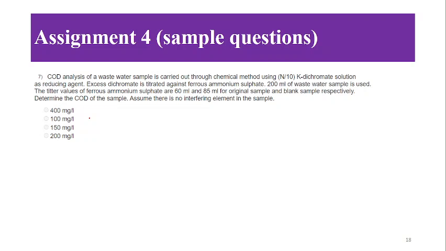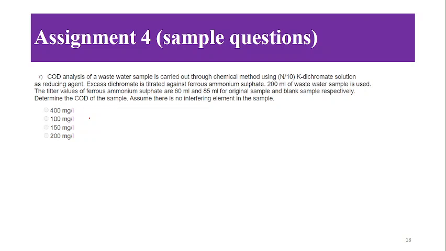Next is: the COD analysis of a wastewater sample is carried out through chemical method using 0.1 normal potassium dichromate solution as oxidizing agent, and excess dichromate is titrated against ferrous ammonium sulfate. 200 ml of wastewater sample is used. The titer values of ferrous ammonium sulfate are 60 ml and 85 ml for original sample and blank sample respectively. Determine the COD of the sample.